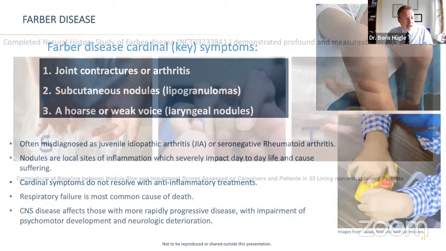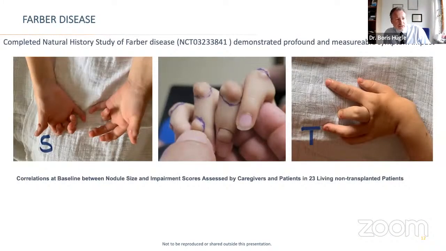So next slide, please. There has been a natural history study done on Farber's disease where patients with the moderate phenotype were investigated. And you can actually see these nodules here on the images, and you can also see the contractures, which are another problem. So that actually occurs early on.